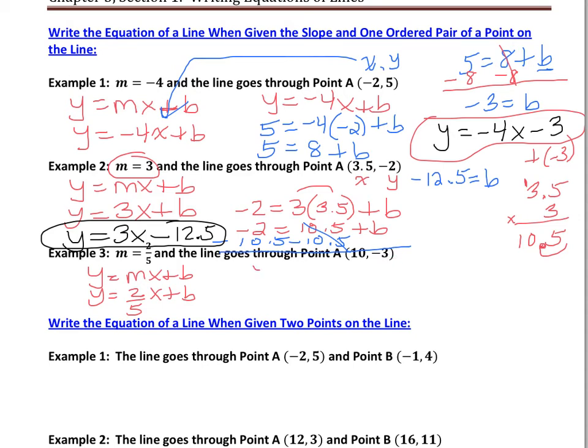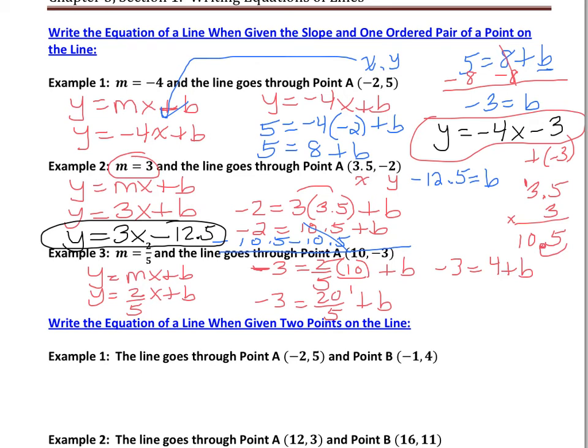I'm going to put in -3 for y equals 2/5, and I'm going to substitute in 10 for x, and then we're going to solve for b. I've got -3. We can simplify this here. This is 2/5 times 10 over 1. I can multiply the tops, that would be 20, divided by the bottoms, which would be 5. So 20 over 5 plus b: -3 equals 20 divided by 5, which is 4, plus b.